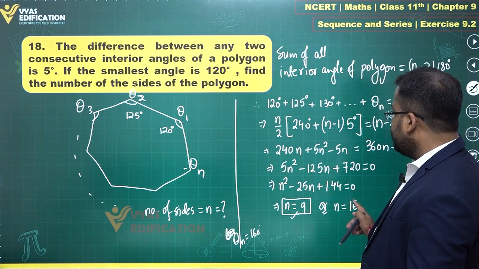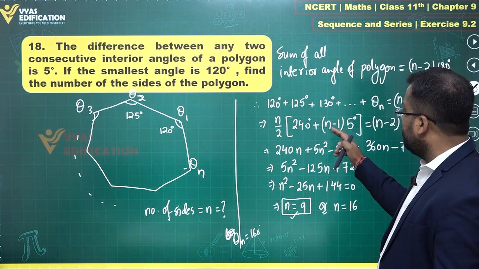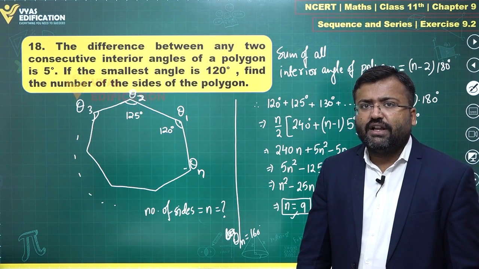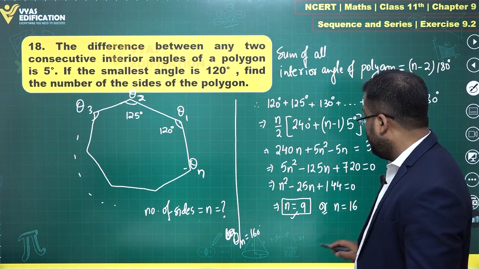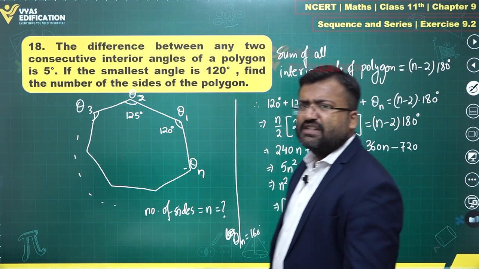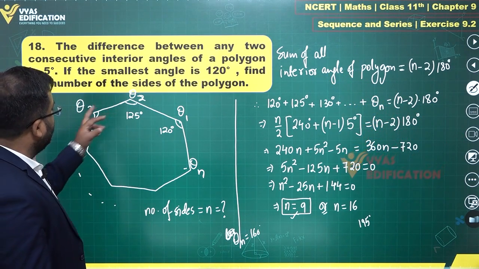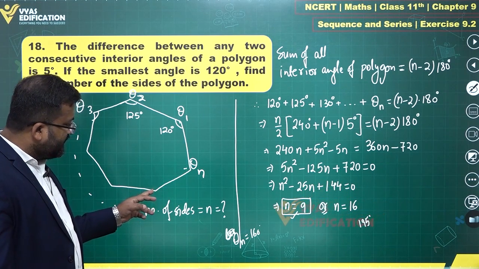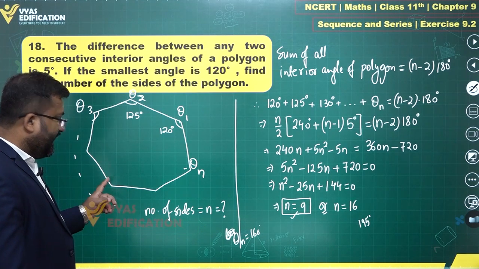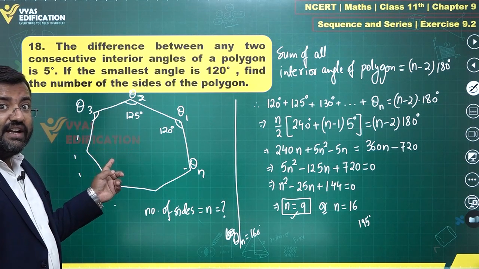In the case of n equals 16, the largest angle theta n will be a plus n minus 1 times d. So 16 minus 1 is 15 times 5, which is 75, plus 120. 75 plus 120 will be 195. In this case, it will be 195 degree. 195 looks okay, it will be a reflex angle, but that's not an issue. My concern is different. If you go from 120 and you reach 195, this angle would be 190. Yes. This angle will be 185. Yes. This angle will be 180 degree.